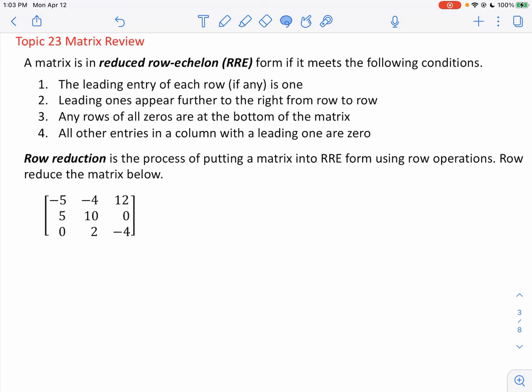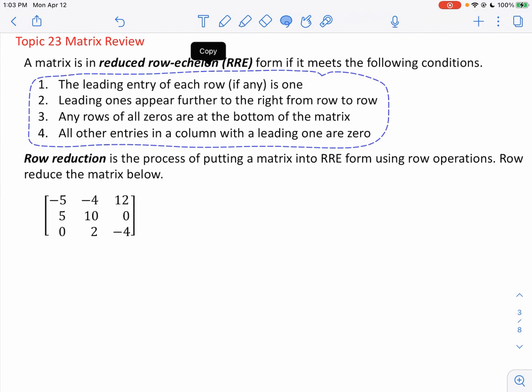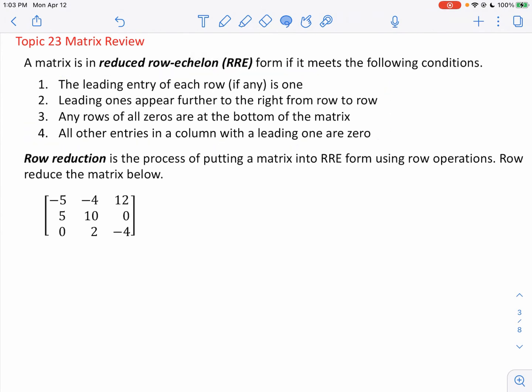Okay, so we're going to meet all 4 of these conditions, or at least we're going to use row operations on this matrix to put this matrix in RRE form. In other words, we're going to row reduce it, and we're going to get it to the point where all 4 of these conditions are satisfied.